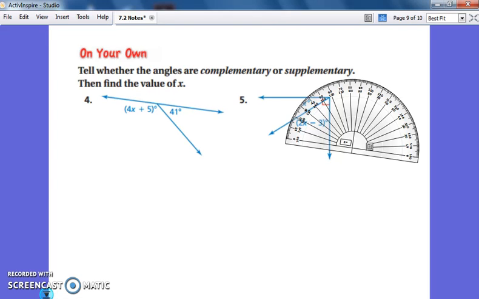Let's pause the video and give you a chance to try numbers 4 and 5 on your own. It says tell whether the angles are complementary or supplementary, then find the value of X.